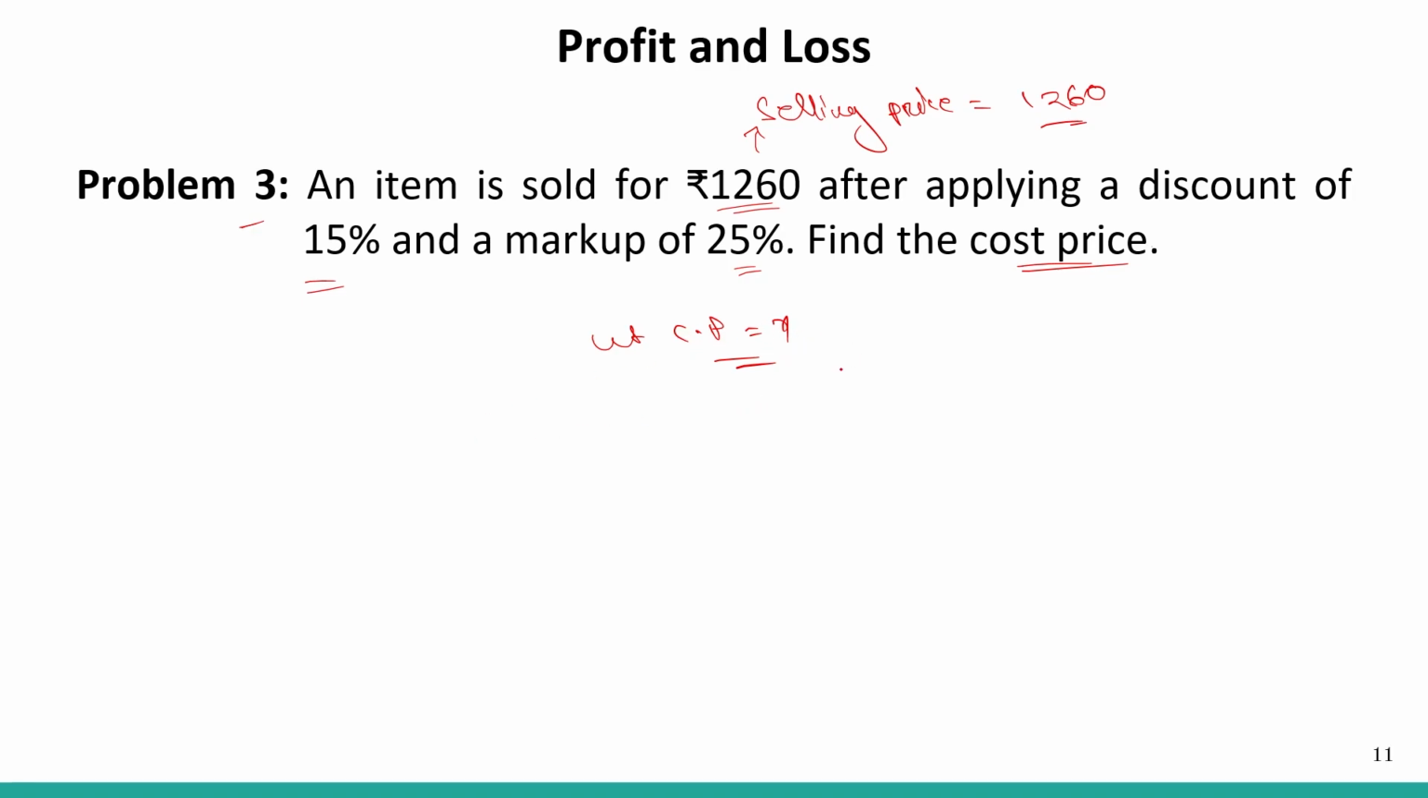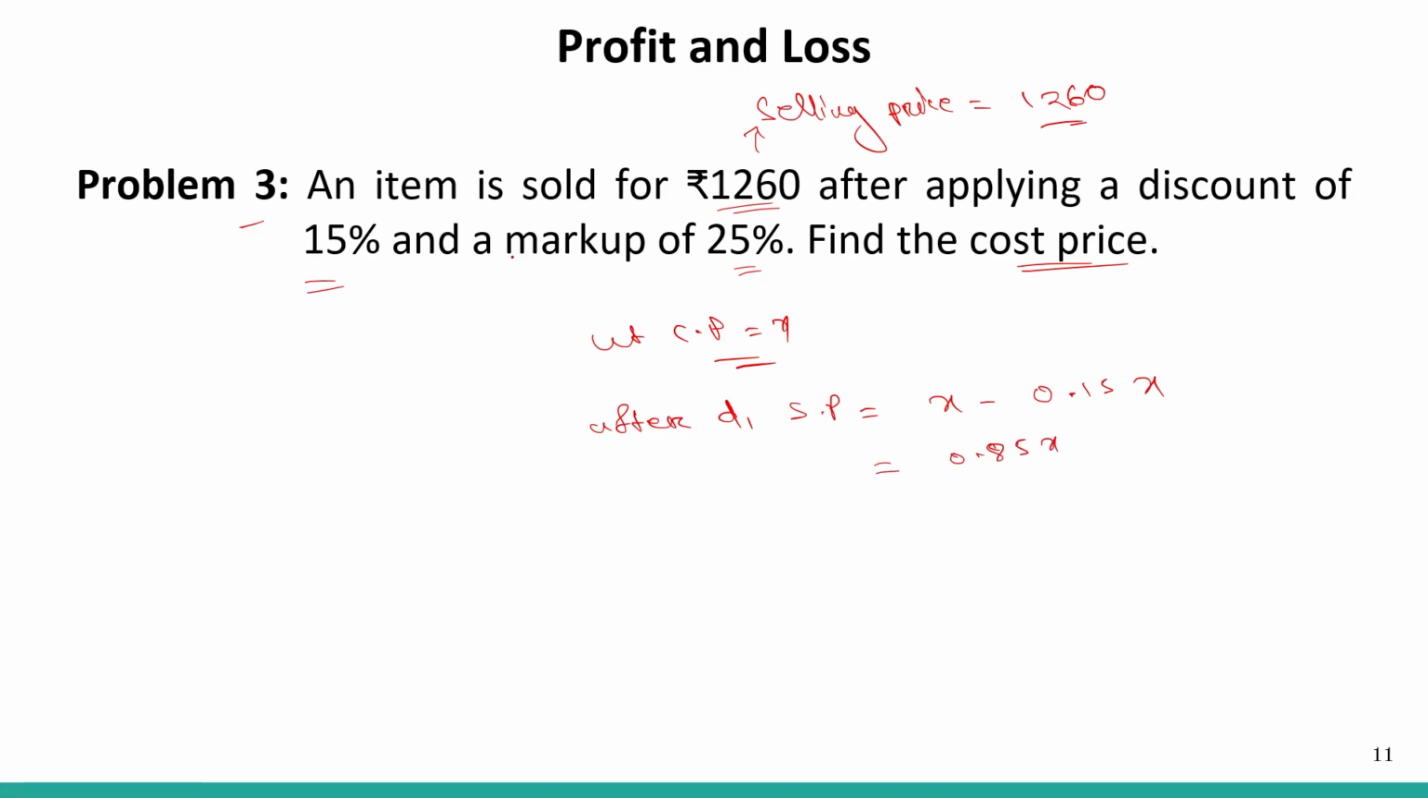So if cost price is equal to X, then after D1, that is discount 1, what we are left with is, after D1, SP will be, not 1260, it will be X minus 0.15X, right? Because we have 15% discount. So after the 15% discount the amount will be 0.15 into X, that is cost price into 15%. So after subtracting that much from the cost price, what we are left with is 0.85X, right?